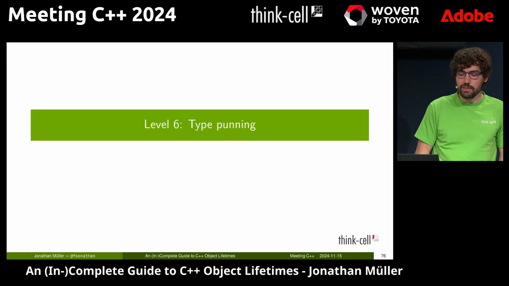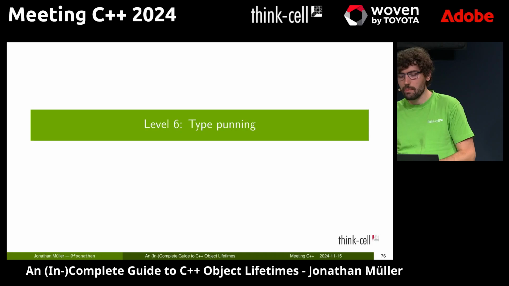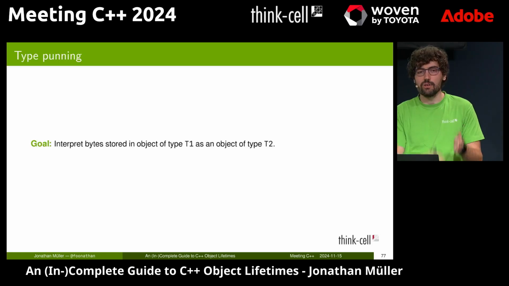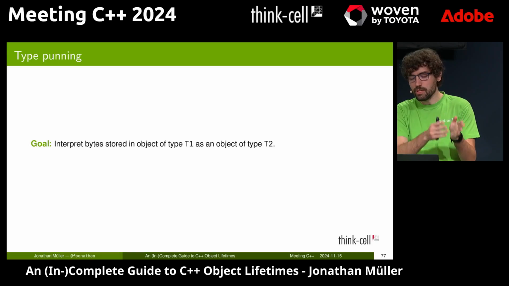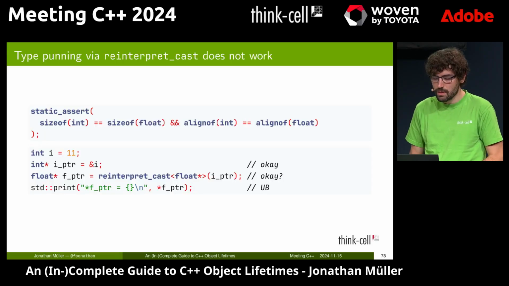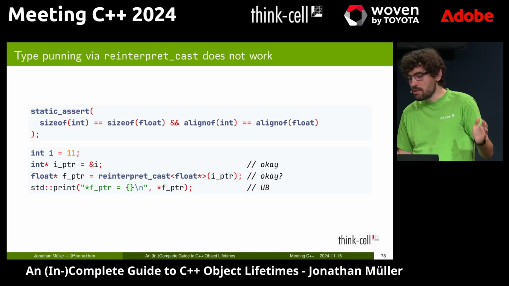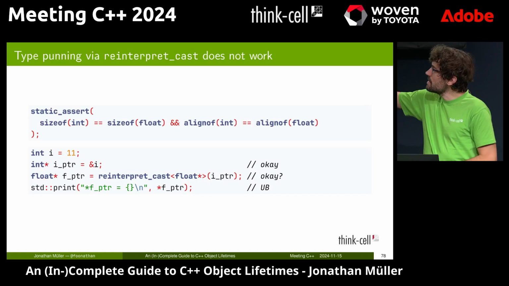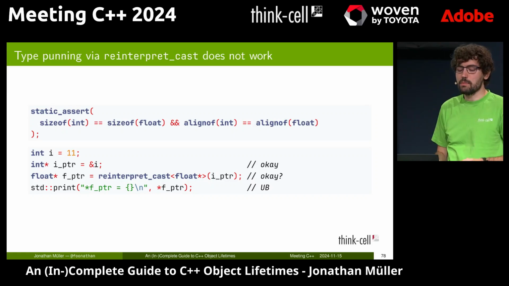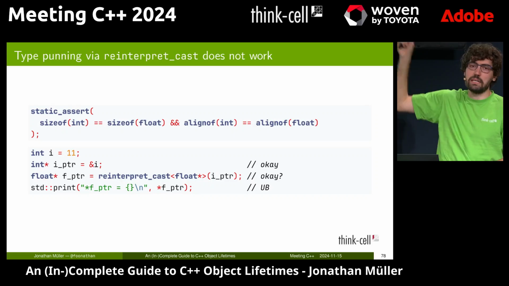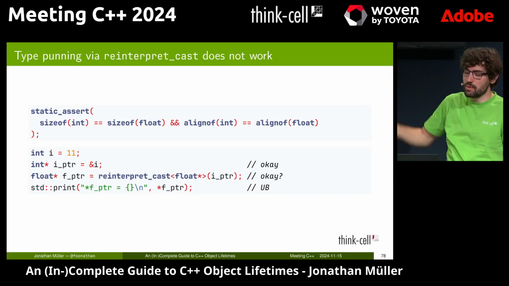Now that we know about provenance, we can apply that knowledge to type punning. So generally in type punning, you have some bytes stored in an object of type T1, and you want to interpret it as an object of type T2. And you can't just do reinterpret cast. So reinterpret cast, like from the int to the float, is undefined behavior, so we can't do that. Except the reinterpret cast is actually fine. It's the dereference that's the problem.